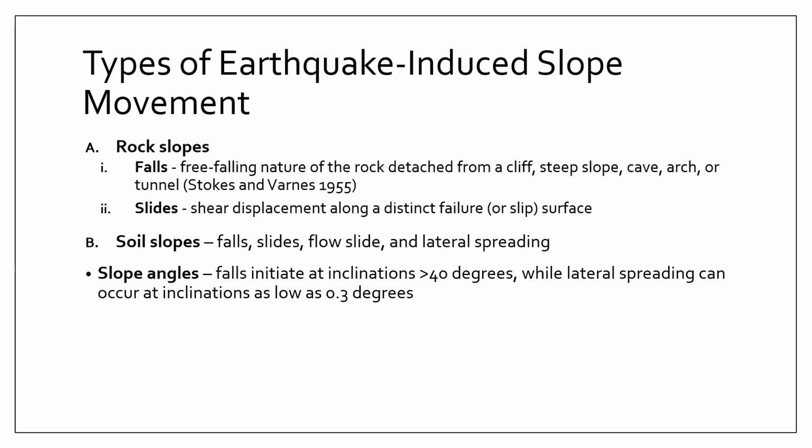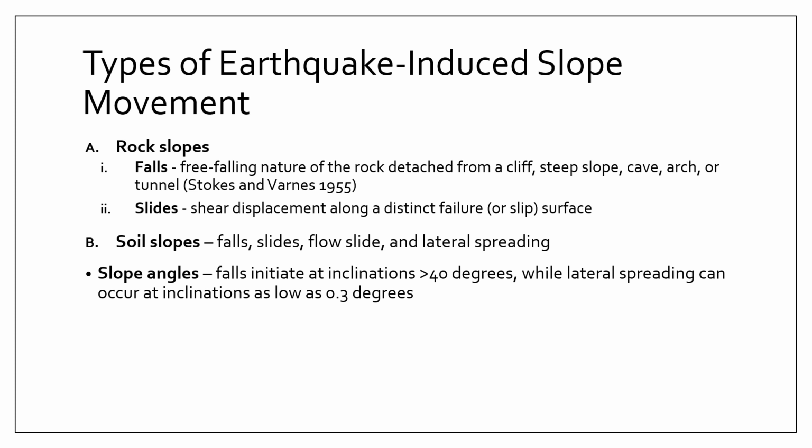For example, rock falls initiate at an inclination of 40 degrees or higher. Okay, so any slope that is 40 to 90 degrees is prone to rock falls, soil falls, and other falls. While you can get lateral spreading at inclinations as low as 0.3 degrees, right? So that's very gentle. 0.3 degrees is flat. It's very, very flat. And at those slopes, lateral spreading can still initiate.